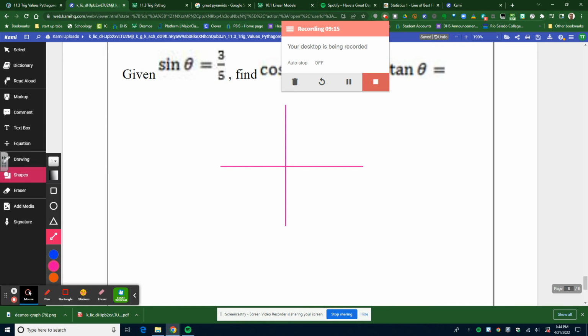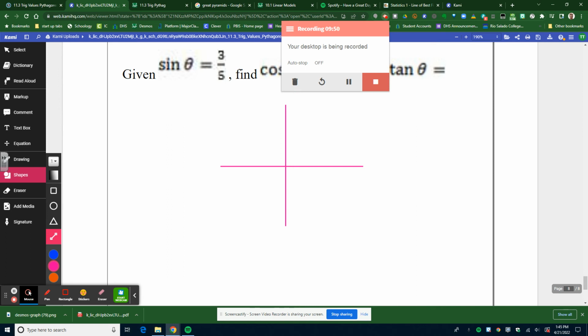Now the question is, which quadrant do I put these in? First, I'm going 3 up, and if my hypotenuse is 5, didn't I say there's a special right triangle? What's a special right triangle that has 3 and 5 in it? A 3, 4, 5 triangle. Okay? You can prove it with the Pythagorean theorem. 5 squared minus 3 squared. That's 25 minus 9 is 16, and the square root of 16 is 4.